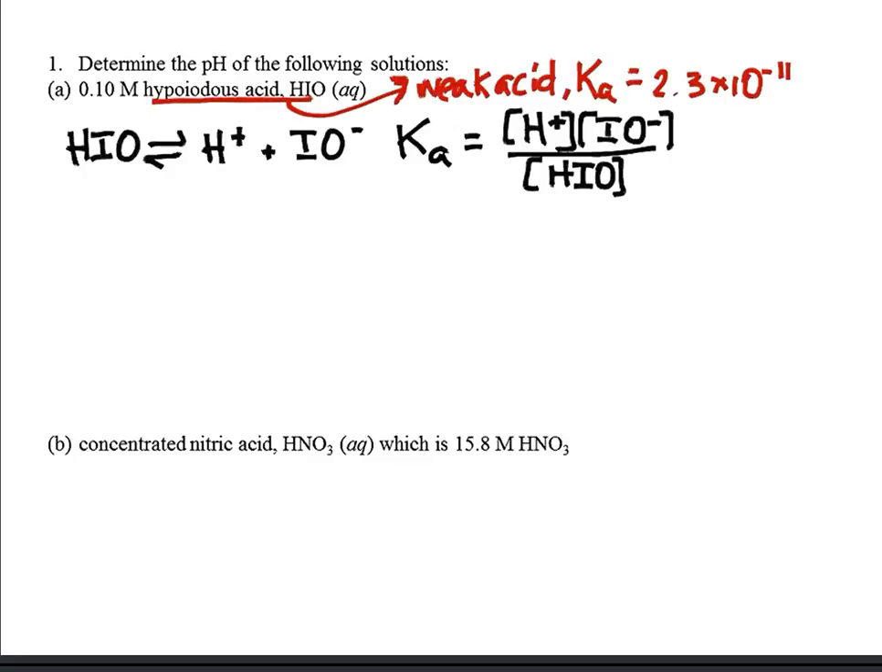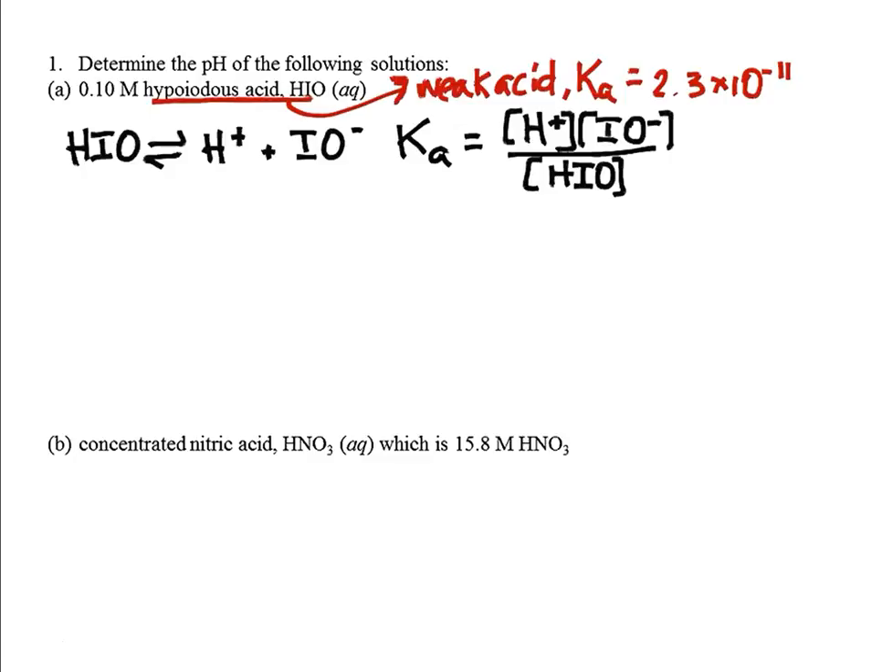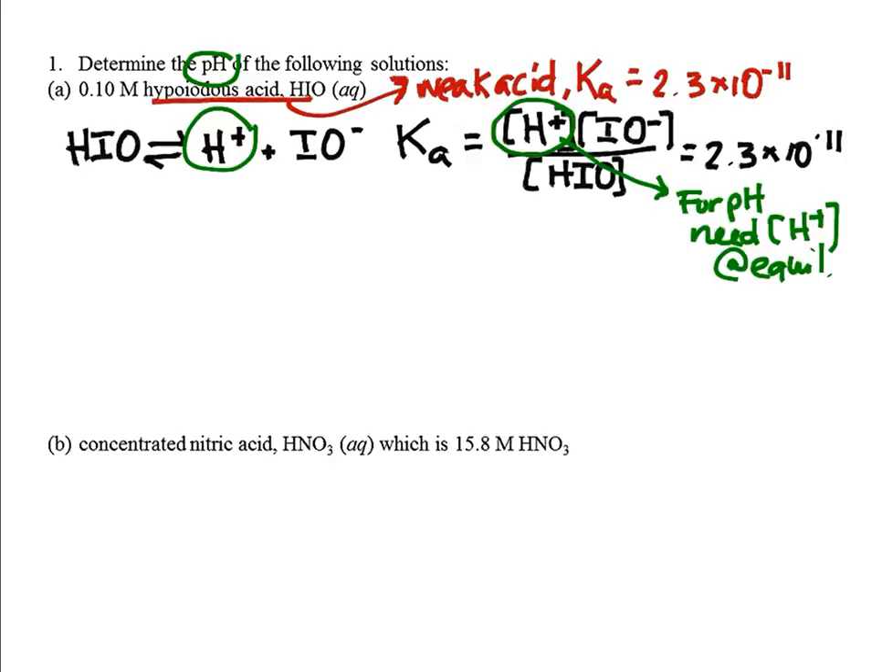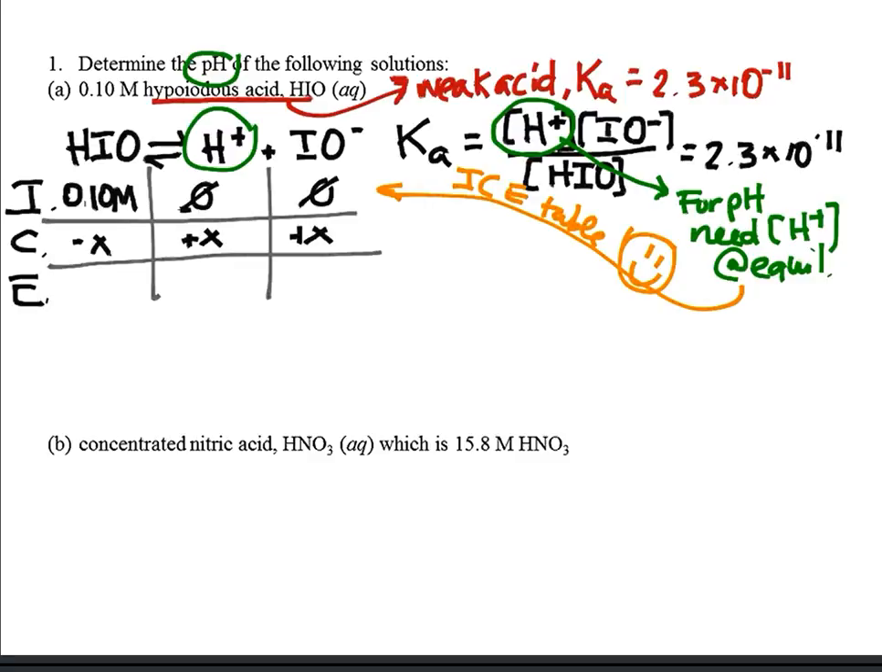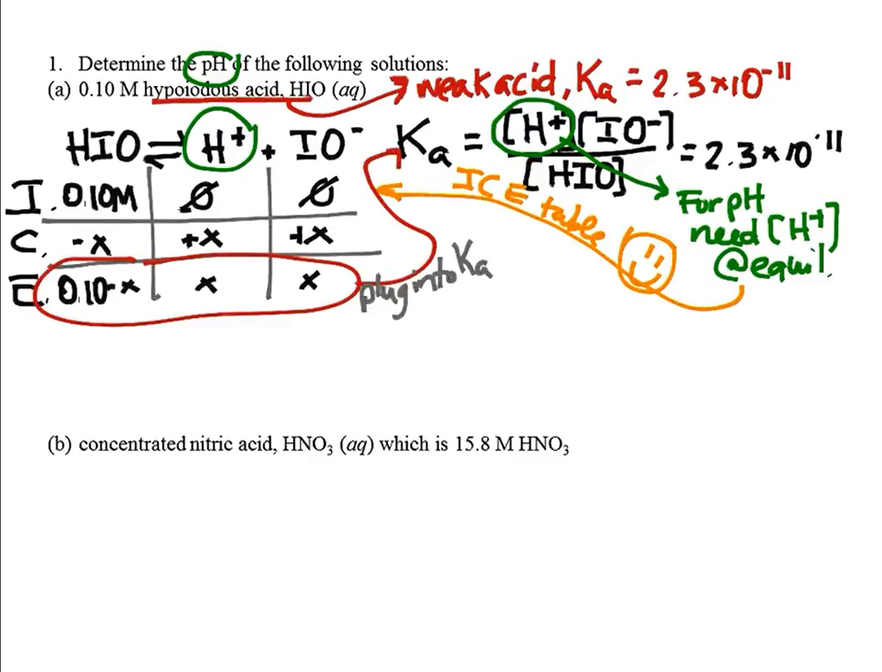We're trying to calculate pH, which means we need to know the hydrogen ion concentration at equilibrium. So we're going to set up our Ka expression, and we need to figure out what H plus is at equilibrium. For that, we need an ice table, everybody's favorite thing. 0.10 is the initial concentration. The other two initial concentrations are 0. I'm going to use minus X for the intact acid and plus X for both H plus and IO minus because it's a 1-to-1-to-1 stoichiometry. You get 0.10 minus X, and X and X. I'm going to plug those into the equilibrium Ka expression.